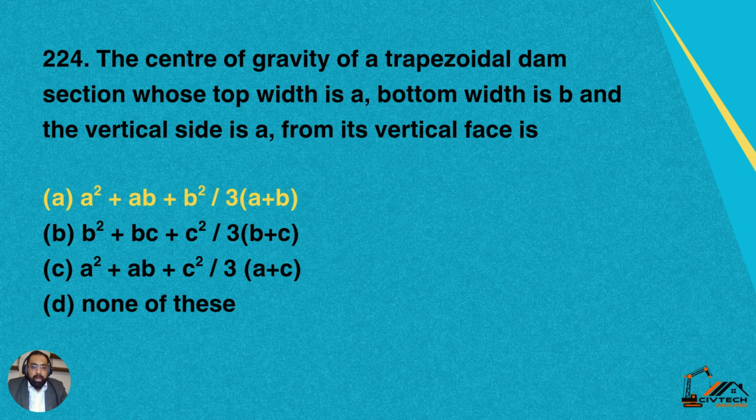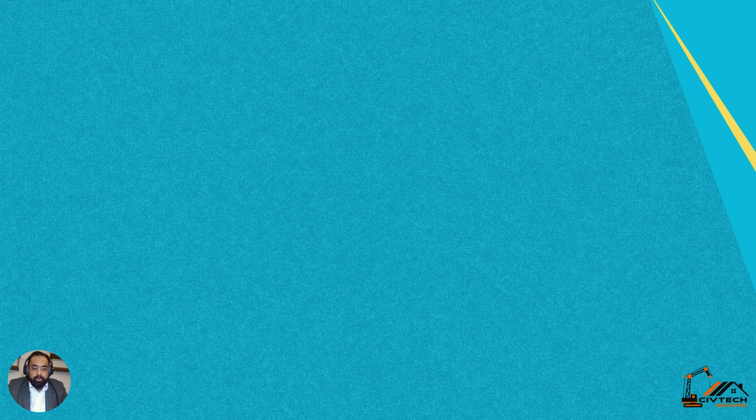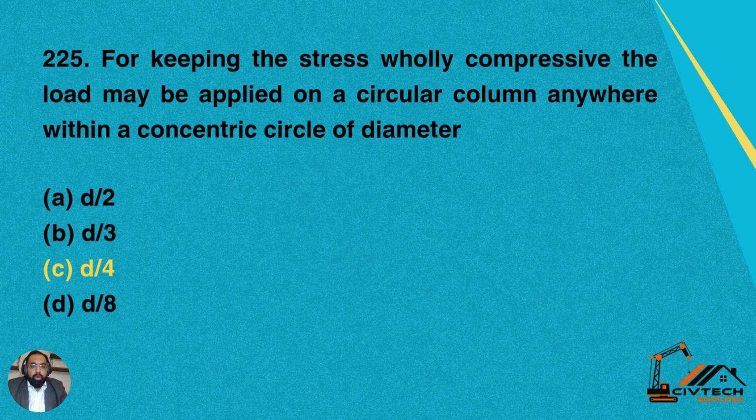224. The center of gravity of a trapezoidal dam section whose top width is A, bottom width is B, and the vertical side is A dash, from its vertical face is, what is the center of gravity? A square plus AB plus B square divided by 3 into A plus B. Yes, this one is the correct answer. So A here is the correct answer for this question.